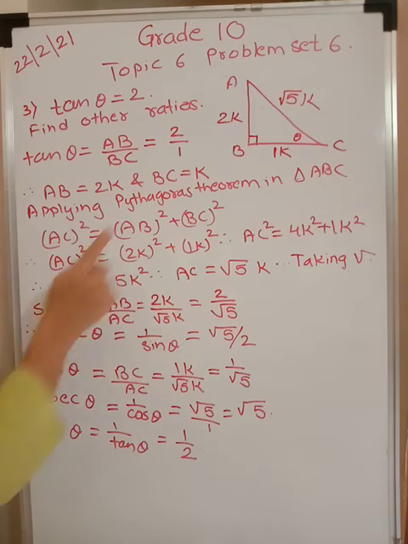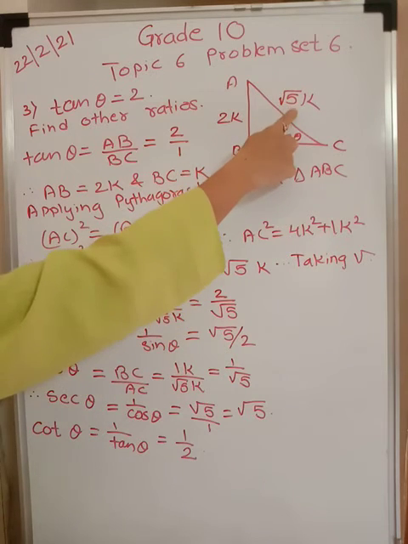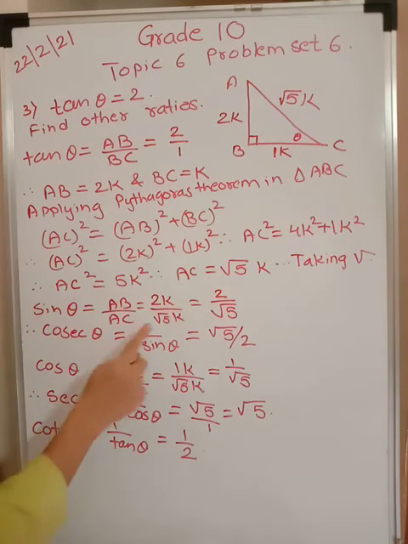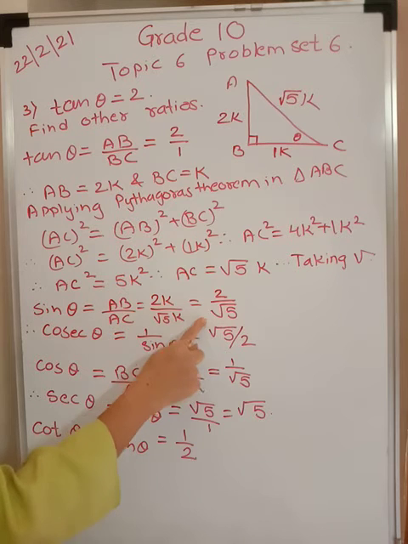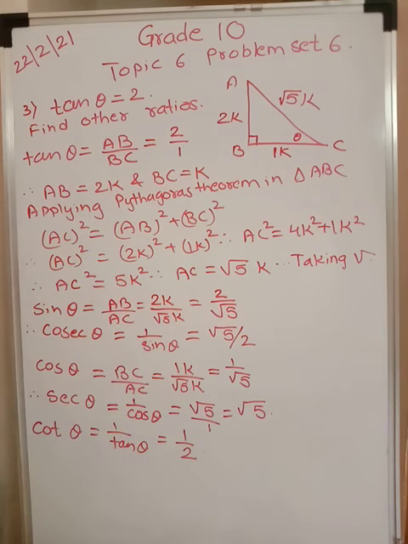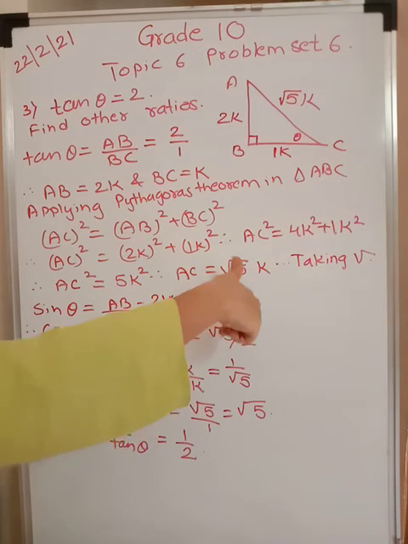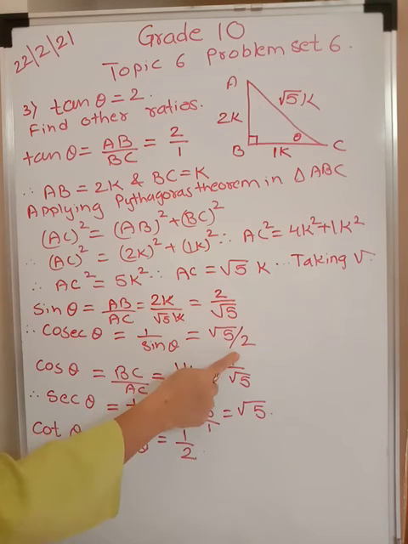What is sine theta? Sine theta is opposite side upon hypotenuse. So 2k upon root 5k. k and k will be cancelled and so you have only 2 upon root 5. But we know that cosec is reciprocal of sine theta, 1 upon sine theta. So its reciprocal will be root 5 upon 2.